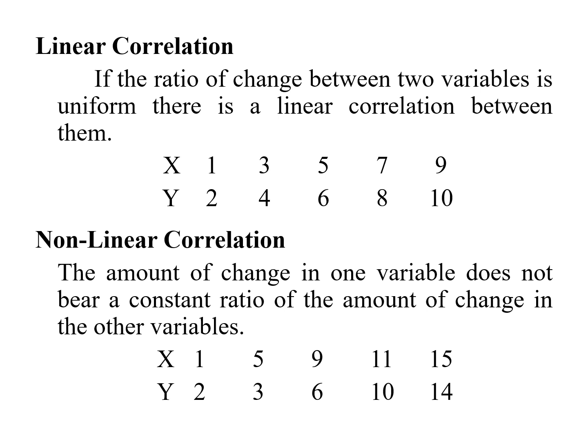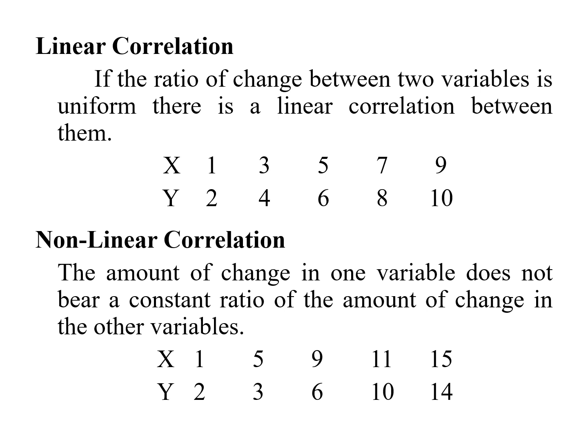So the y variables also have uniformity in the values. So this is the example for linear correlation. Next one, non-linear correlation. The amount of change in one variable does not bear a constant ratio to the amount of change in the other variable. So non-linear correlation means it is opposite to the linear correlation. Here see the example of x and y variables.